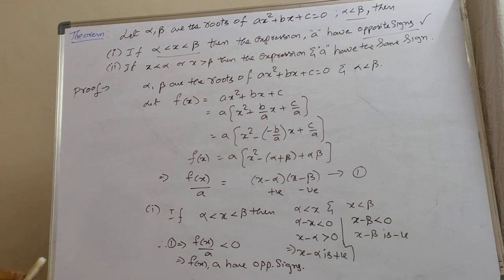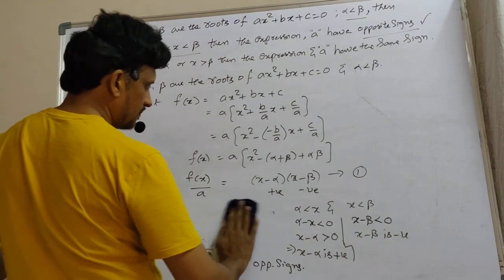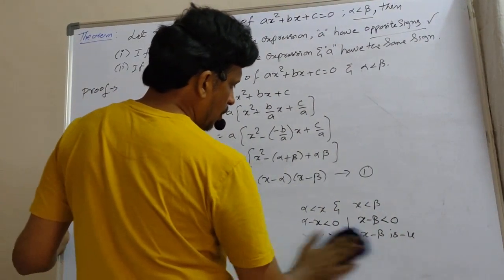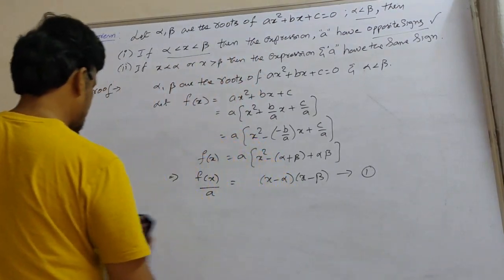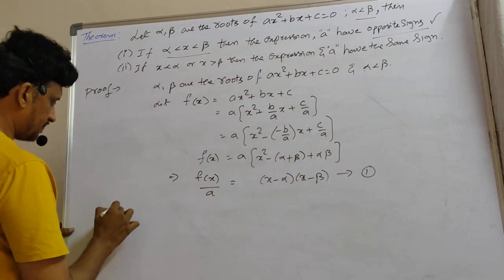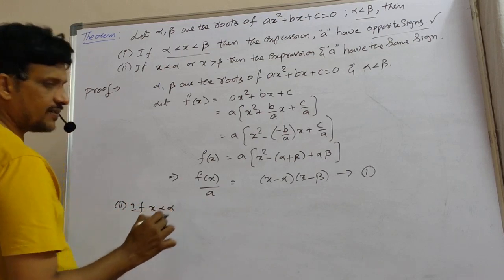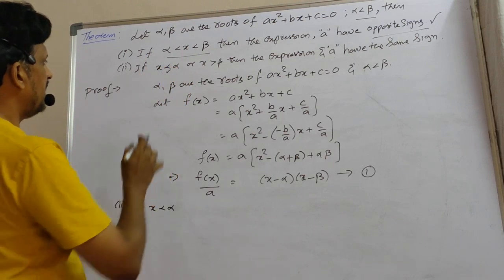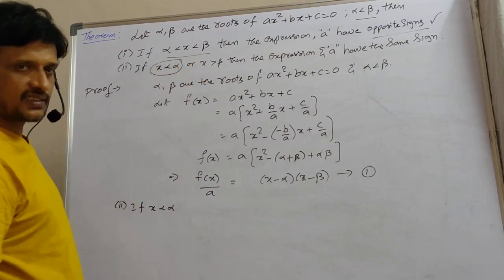And now the second case we have to prove here. In the second case, when x is either less than alpha or it is greater than beta. That means, consider the second case. If x is less than alpha, this part only, okay. If x is less than alpha, consider this part.